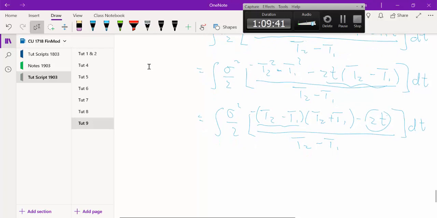And in fact, it will simplify to, so this one and this one, they actually cancel each other out. And you are left with T2 plus T1 minus 2t.